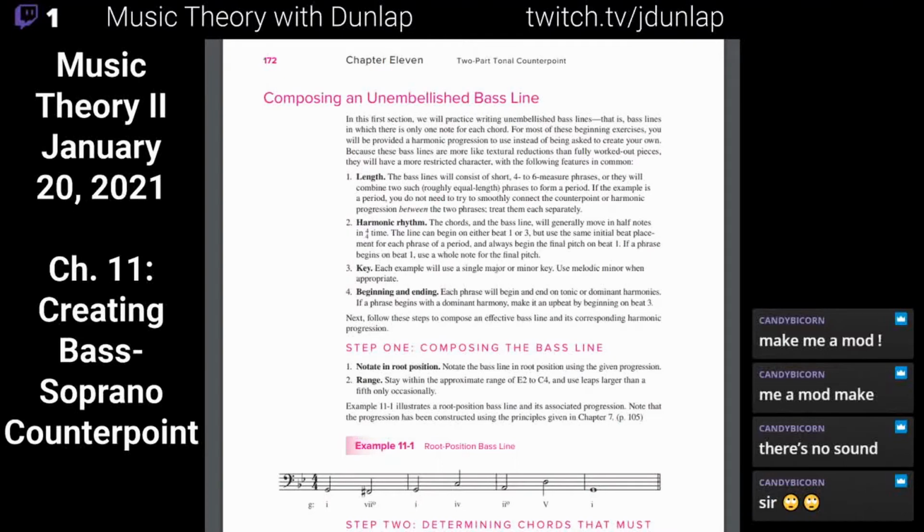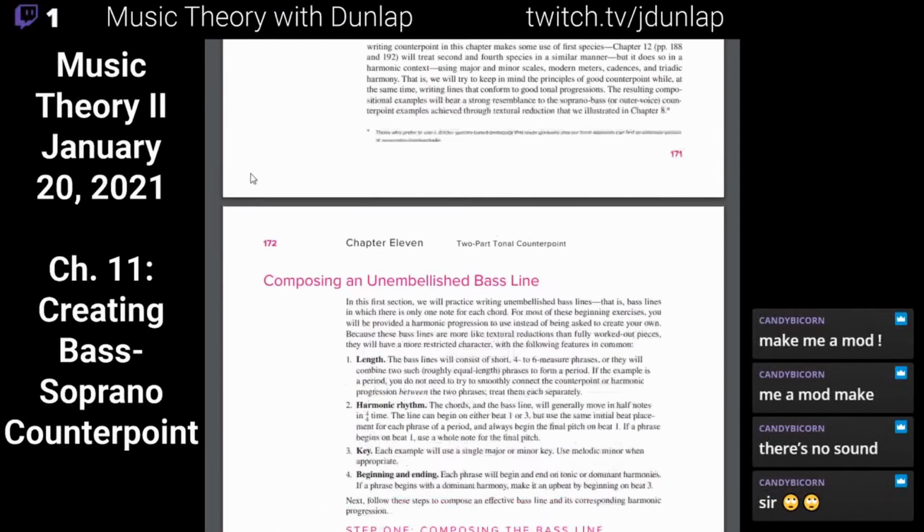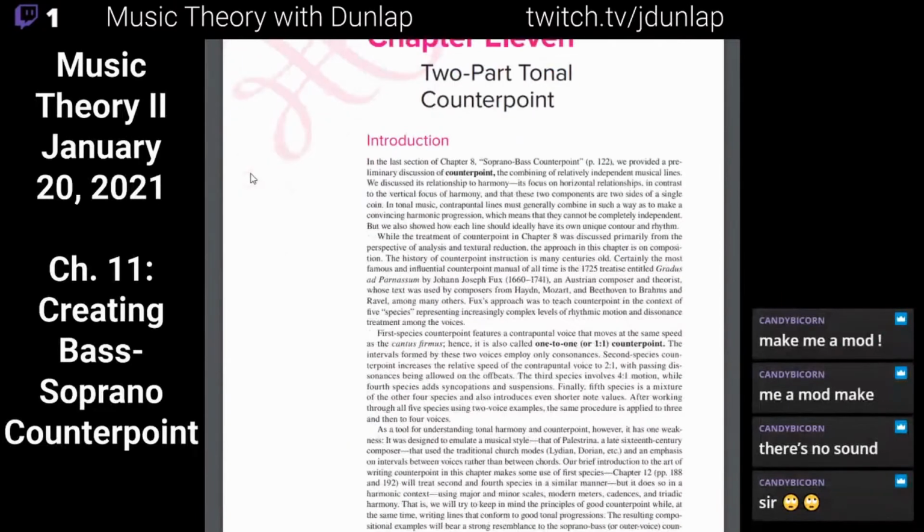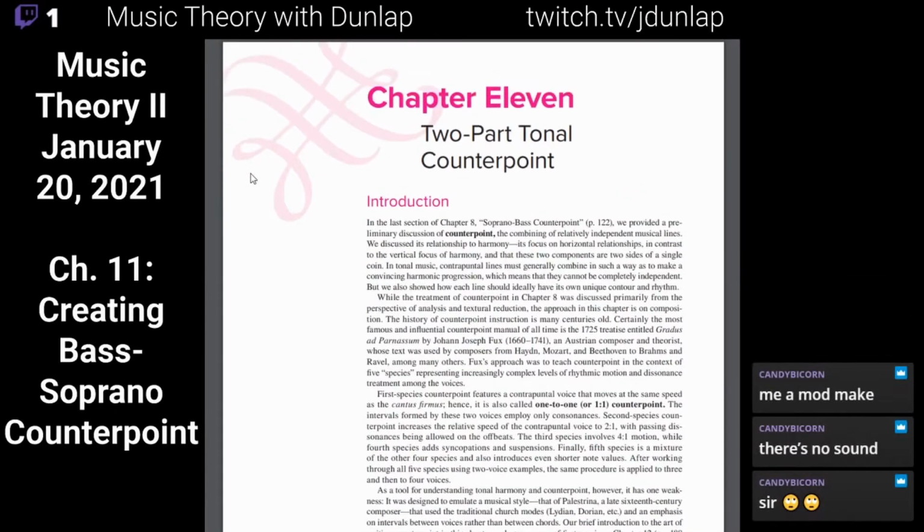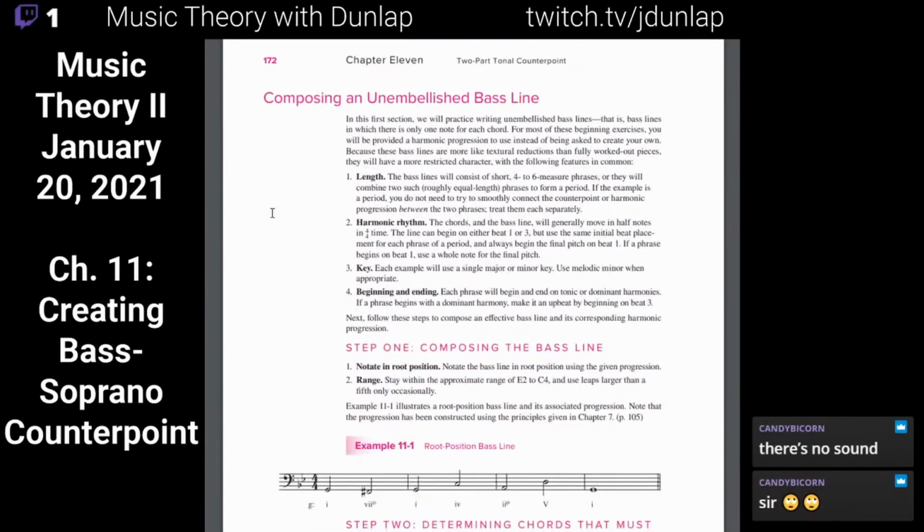Okay, let's do this. So we are currently in Chapter 11 of the Kostka-Payne. That was last week we started Chapter 11. We skipped forward from where we left off last semester, which was entirely dealing with root position stuff. Now we're going to deal with situations where we're going to start inverting our chords. So instead of the bottom note of the harmony, the bass voice, being the root of the chord, sometimes we use the third of the chord.